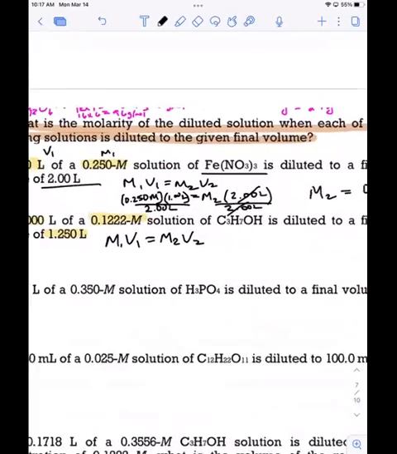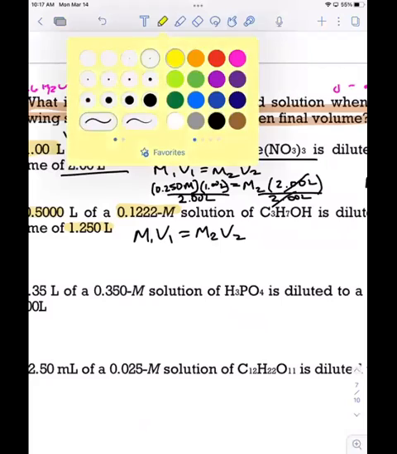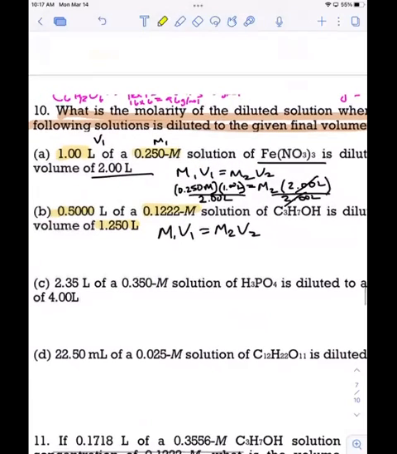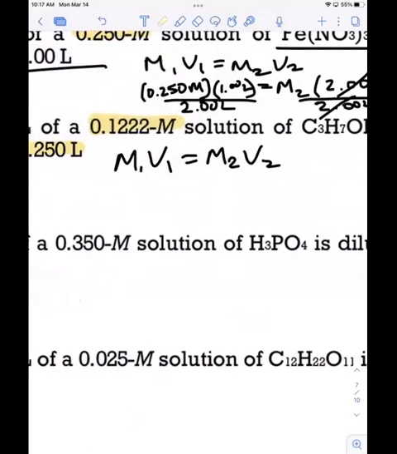Let's go back to the initial question. What is the molarity? See that up there? So all of these questions are asking you to find M2. What is the molarity of the diluted solution? So everything here we're solving for M2. So let's just go ahead and do this here, and then put the numbers in.